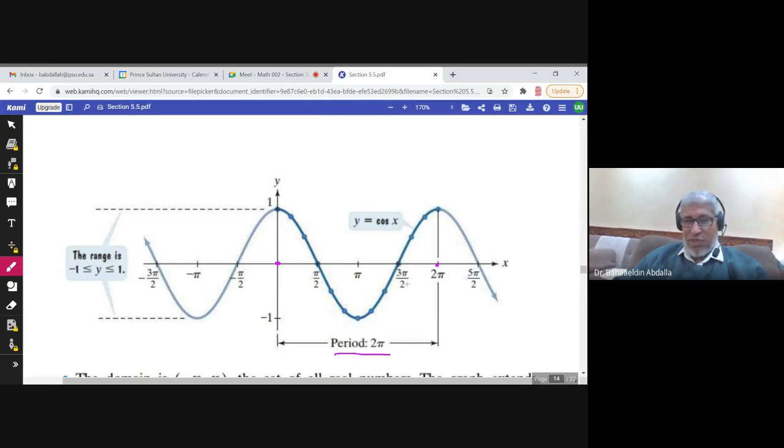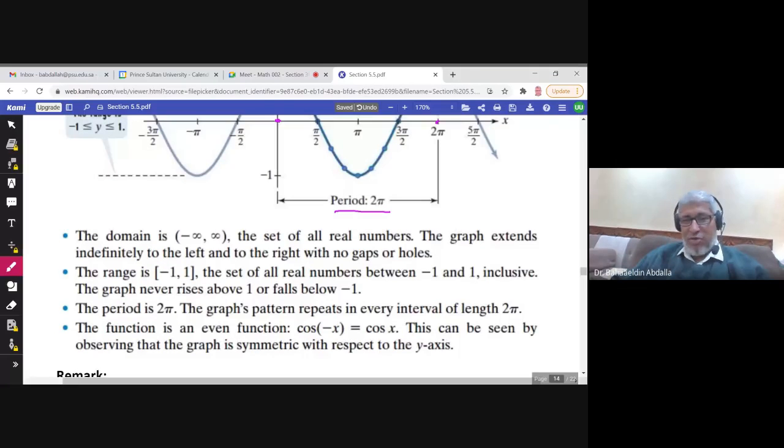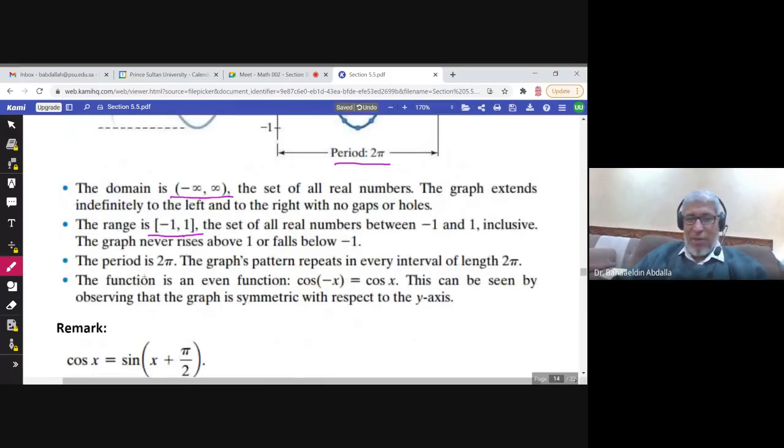So look carefully to this graph. We don't have 3 x-intercepts here. We have 2 x-intercepts. And where are these? The second key point and the fourth key point. While the first key point and the last key point, we have a maximum. And at the middle key point, we have a minimum. Okay, so you need only to concentrate about this for cosine. Of course, the domain is again from -infinity to infinity, and the range is from -1 to 1, like the sine. And the period is 2 pi. But here the function is not odd.